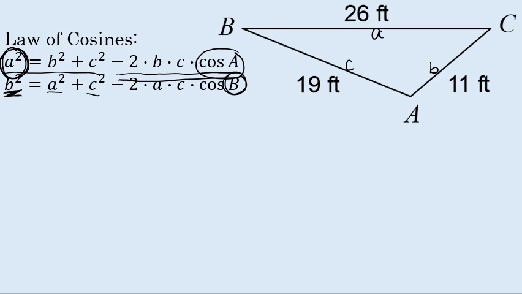We could also state the law of cosines in terms of c squared, and in that case c squared would be equal to the sum of the other two sides squared, a squared plus b squared, and then minus 2ab, and end with the cosine of angle C. Again, the angle that's across from the side that's squared on the left side of the equation.